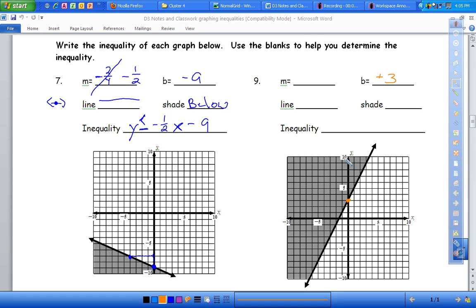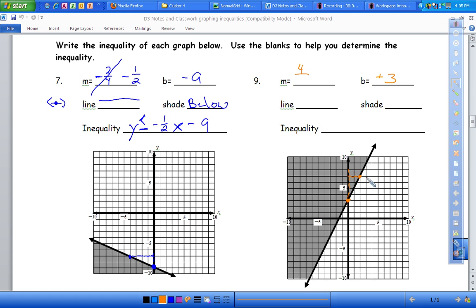So I just need to find another point to see how far it goes up and how far it goes over. And this looks like a good intersection point right here. So this is going to be a whole number on both the x and the y-axis. I'll put my second dot and draw my triangle. How far did I go up? I went up 1, 2, 3, 4. I went up 4 spaces. That number goes on top.